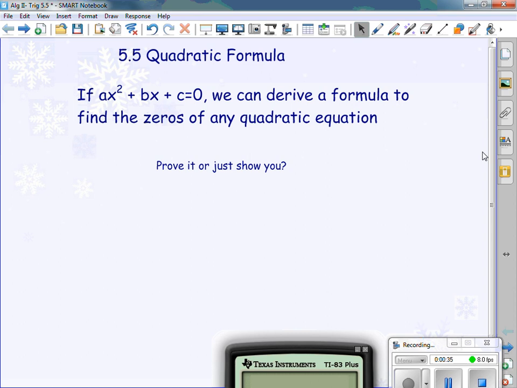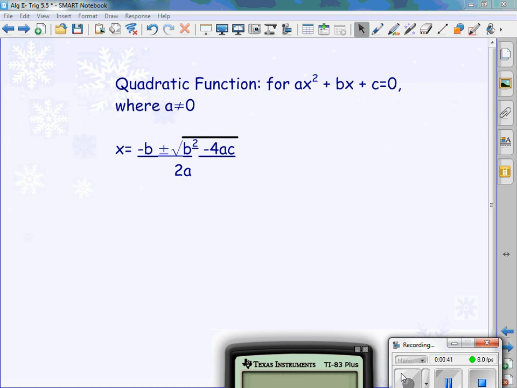All right, so the quadratic formula. If we have ax squared plus bx plus c equals 0, where a is not equal to 0, x equals negative b plus or minus the square root of b squared minus 4ac all over 2a. If I were to prove it and solve by completing the square, I would have derived this. This formula you have to have memorized. Negative b plus or minus the square root of b squared minus 4ac all over 2a.